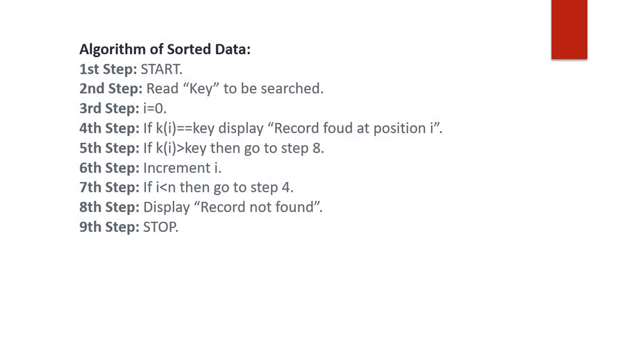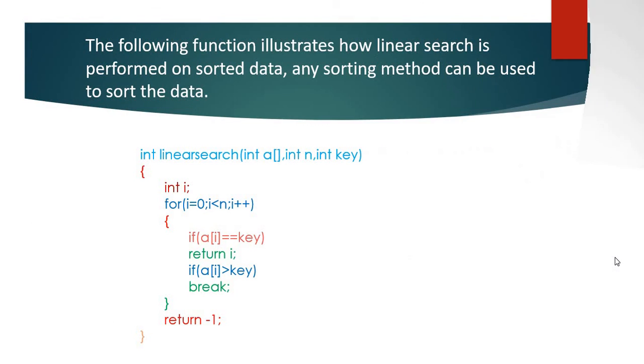If it finds that particular position, it will go on incrementing. Otherwise, it will stop by displaying the statement, record not found. This is a simple illustration of how linear search is performed on sorted data.